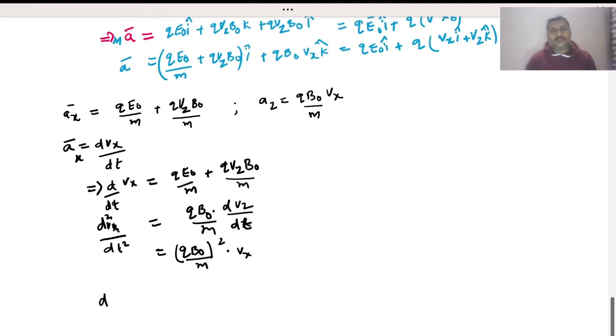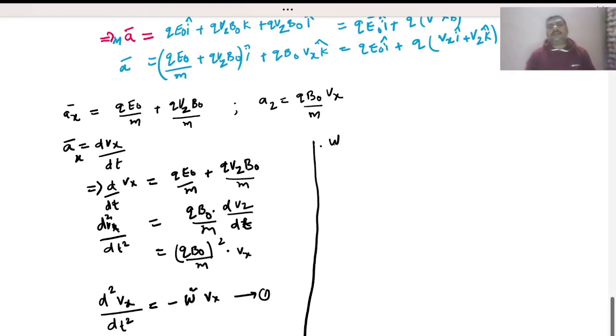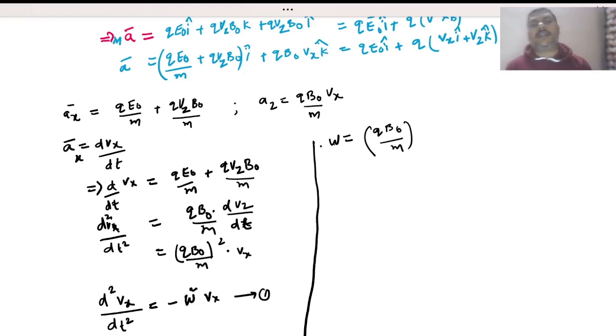So if you see now, d²Vx/dt² is equal to minus omega square into Vx. So this is the equation of SHM, right? Here I got omega equal to Q B₀ by m, since omega square is equal to (Q B₀ by m) whole square. So we got the SHM equation, which means the velocity component Vx of this particle along the x-axis is oscillating. It is following the oscillation principle.